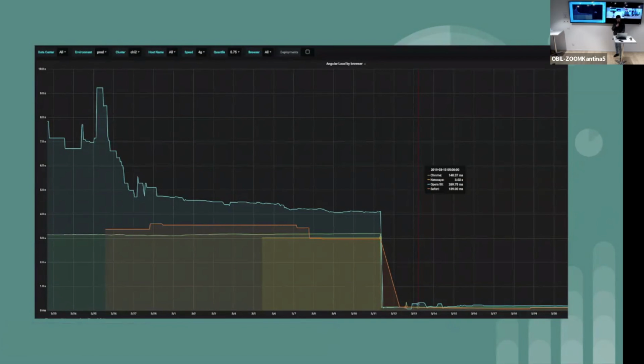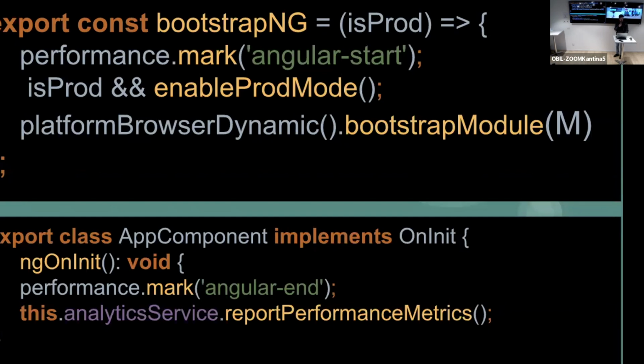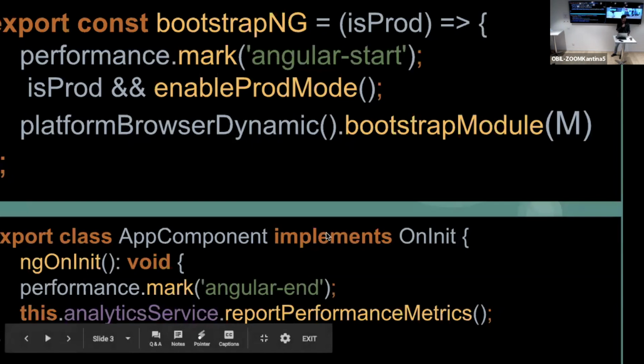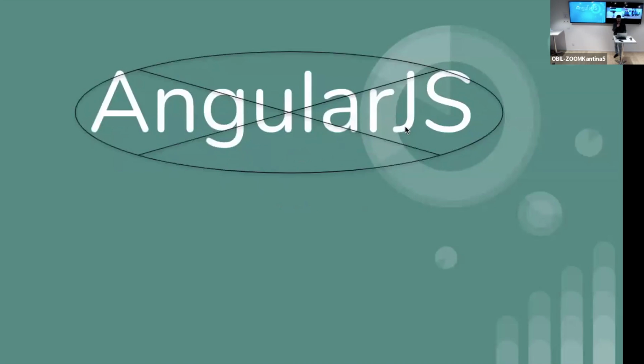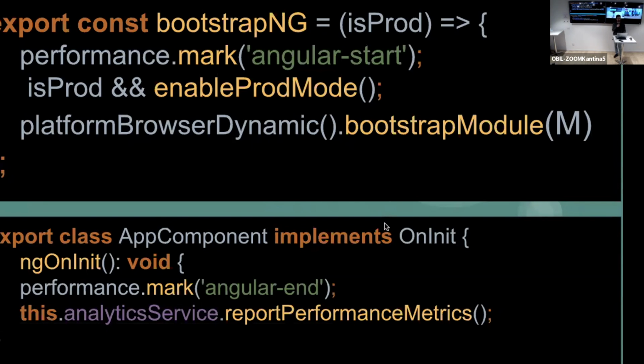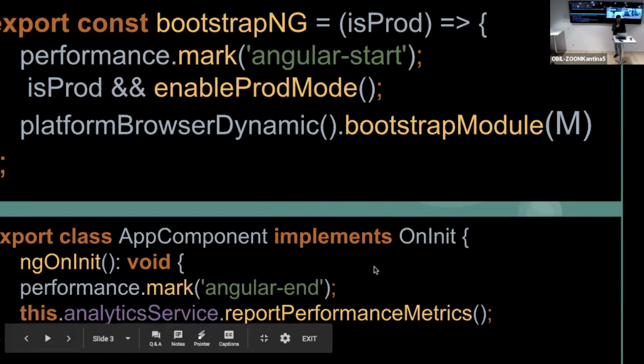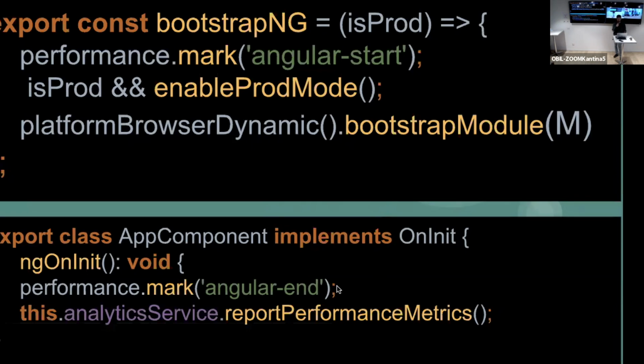So what are we measuring? We're using the performance API that will be soon in Node, as Daniel said. We are marking the point before we tell Angular to bootstrap the application, and when the first component of the application, the root component, loads, we mark the end of this process.